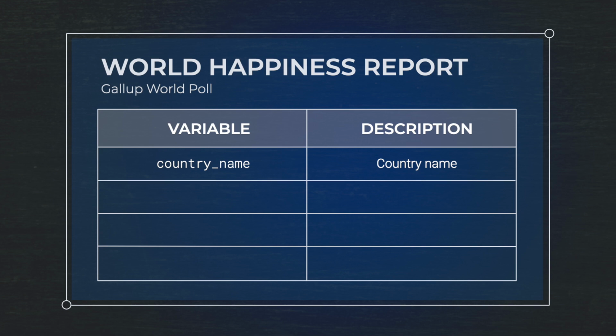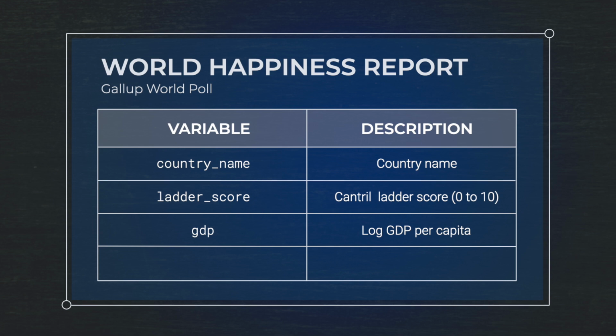Country_name, which contains the names of the countries. Ladder score, which is the average ladder score for a country. And this is a measure of subjective well-being that ranges from 0, the lowest score, to 10. GDP, which refers to the log-transformed gross domestic product per capita. And finally, social support, which is the average of all the responses to the question, if you were in trouble, do you have relatives or friends you can count on to help you whenever you need them or not? And this score therefore ranges from 0 to 1.